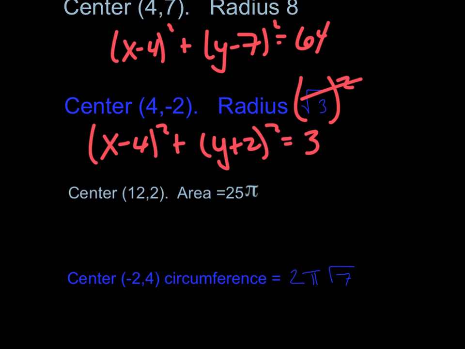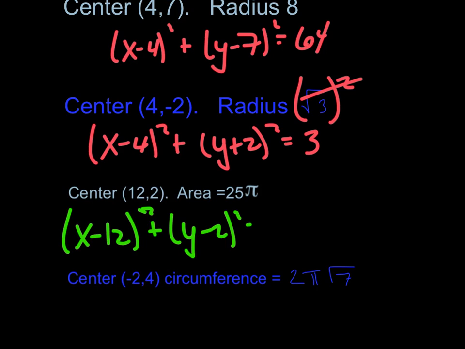Now I tried to make the last two a little more interesting. We have the nice center, so (x - 12)² plus (y - 2)². But now remember, I need radius and I need to square it. They didn't give me the radius, they gave me the area. So I've got to do a little scratch work off to the side.